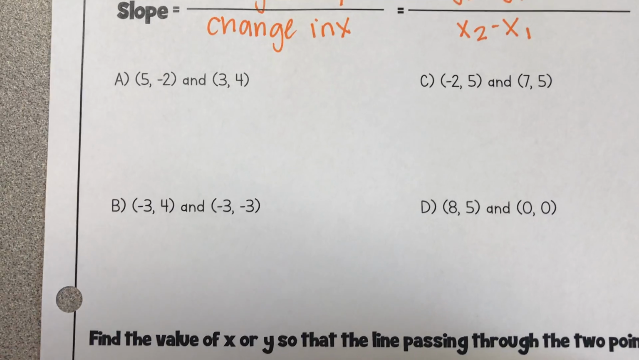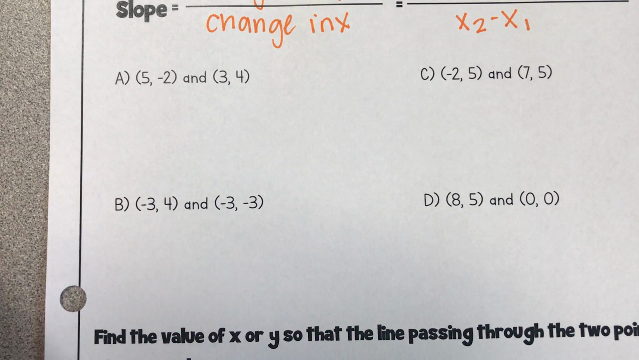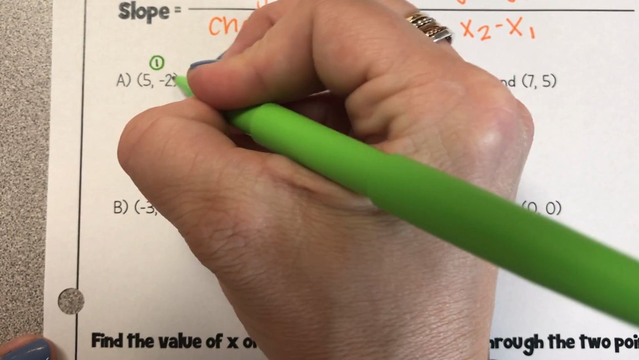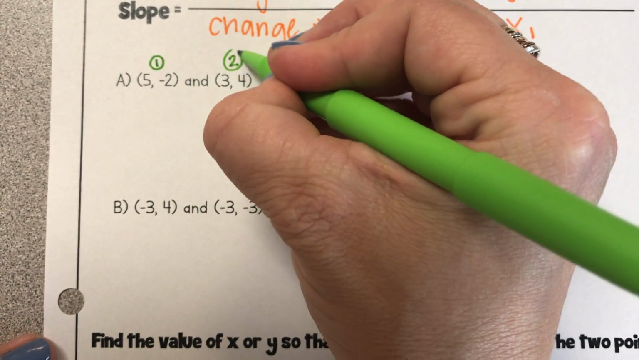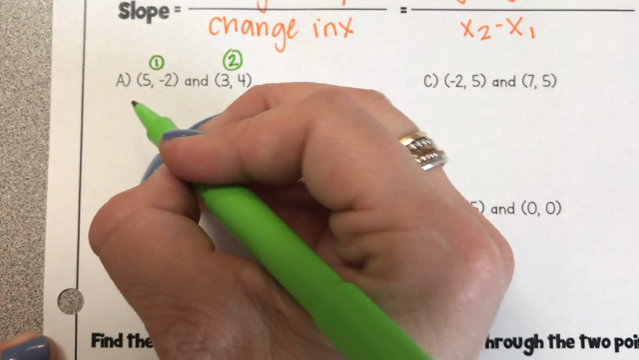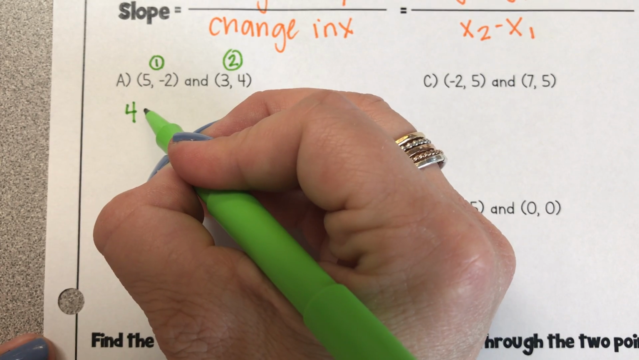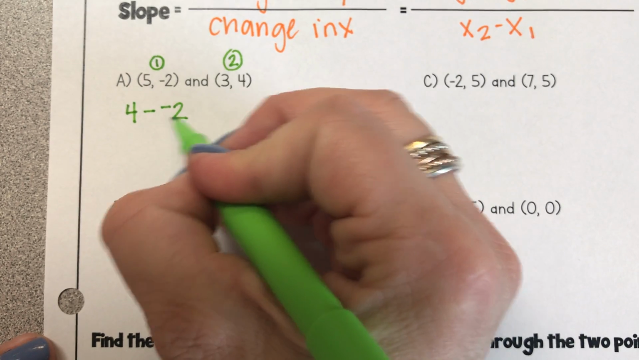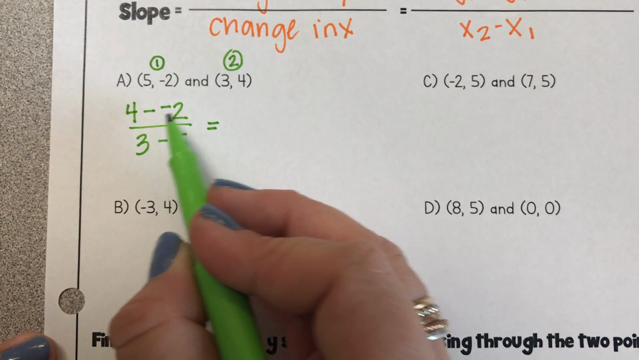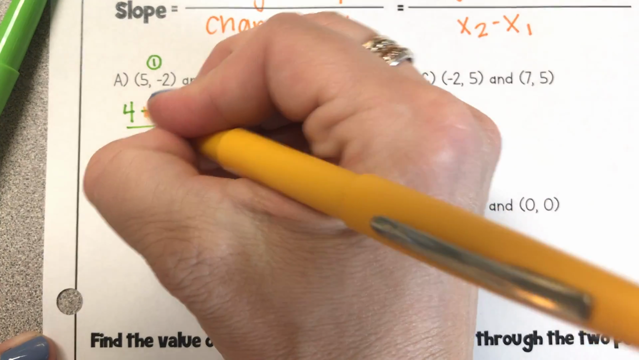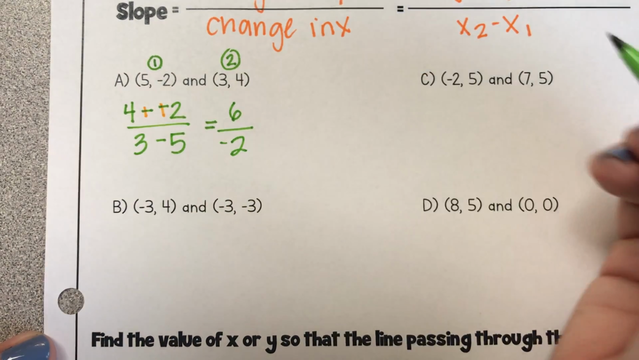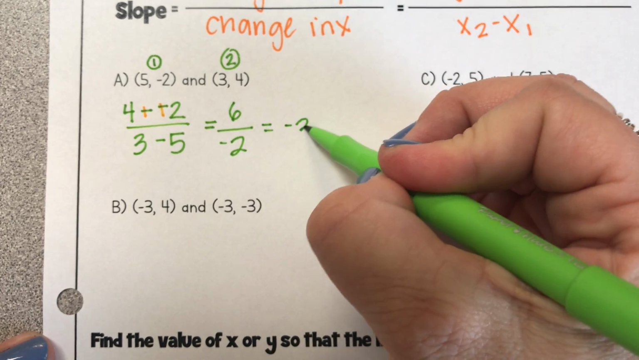So if we were to look at letter A, okay, I think we could all agree that this is like the first ordered pair and this is the second. So when I'm setting it up and I'm looking for y2, it's the second y. So the second y minus the first y over the second x minus the first x. So 4 minus -2, we can do keep, change, is 6. 3 minus 5 is -2. 6 over -2 is -3.